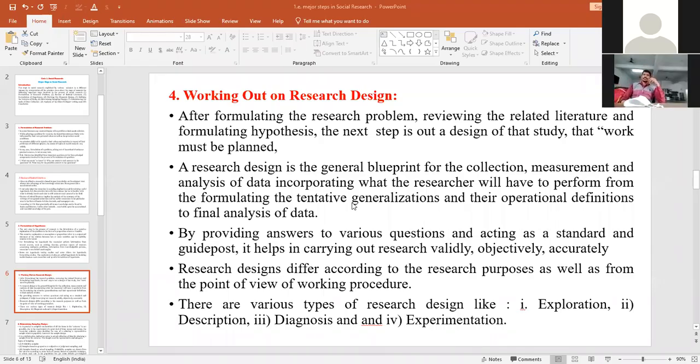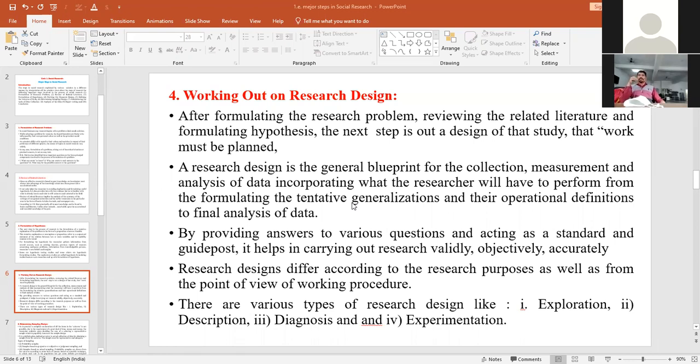So the research design provides the answer to the various questions, acting as a standard and a guiding post. The research design also helps to carry out the research in a systematic manner with proper objectives, and those objectives may be fulfilled accurately by the proper research design. Here the research design differs according to the research purpose.